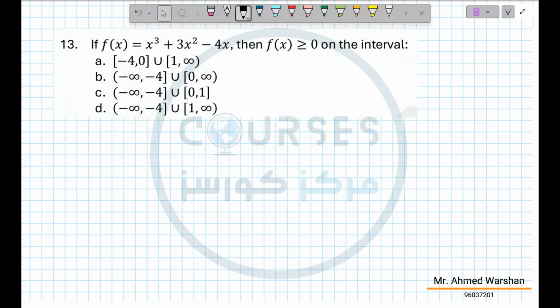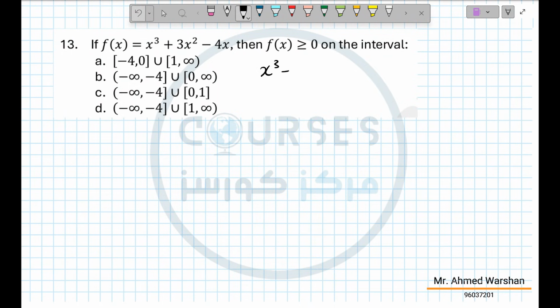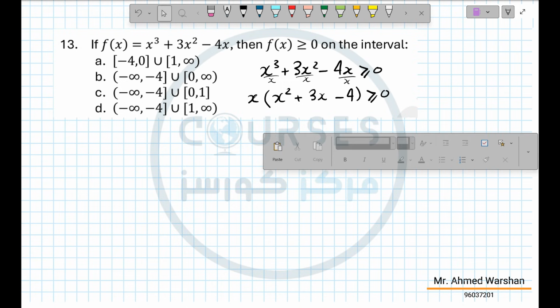Okay, in question 13, they want us to solve this inequality when it's greater than or equal to 0. So let's do that. X cubed plus 3x squared minus 4x is greater than or equal to 0. What we can do here is take x as a common factor. So imagine you're dividing each of these by x. So what do you have left? X squared plus 3x minus 4 is greater than or equal to 0.